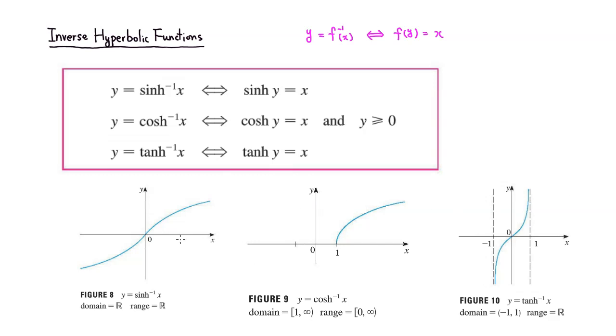Other than that, it's pretty much the same as for any inverse functions. The domain and range are flipped, and also the graph of the inverse function is symmetric about y equals x, as we saw in general inverse functions.